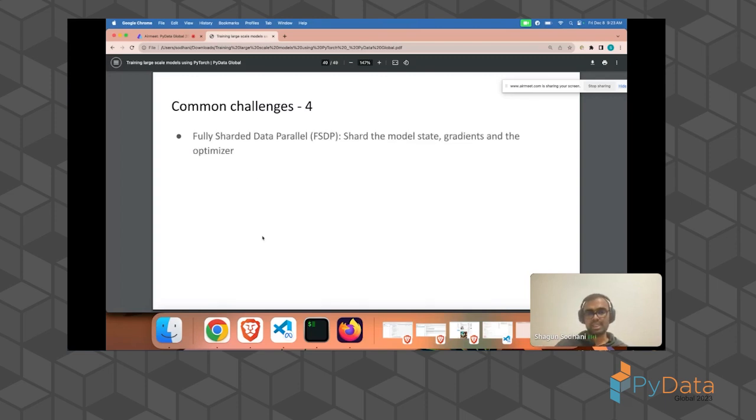So there's this technique called fully sharded data parallel, where you shard the model state, gradients, and optimizers. By sharding, we mean you have the model state, but the entire model state is not on one GPU. The model state is across a bunch of GPUs, and similarly, the gradients are not on one GPU, they're across a bunch of GPUs. And the optimizer is also broken down across a bunch of GPUs. Fully sharded data parallel is a form of data parallel, and it's called fully sharded because everything is sharded: the model state, the gradient, the optimizer, everything.